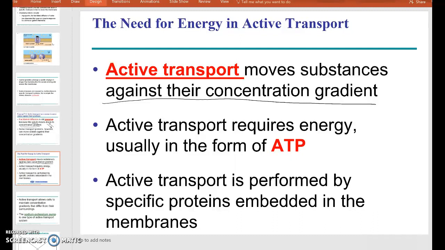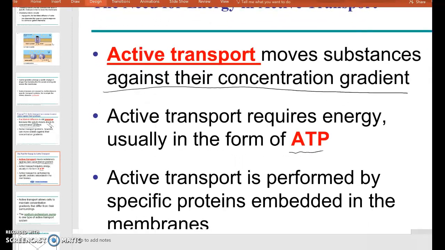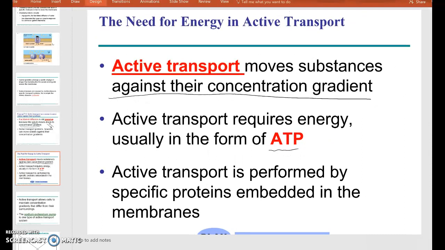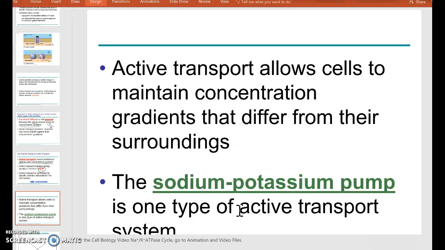So in order to do that, you're working against the natural movement of those molecules. So if you want to kind of pump them into an area, you're going to rely on investment of energy. And in this case right here, we're using ATP. So that's going to be our main energy molecule for most of the processes that we examine in this course.